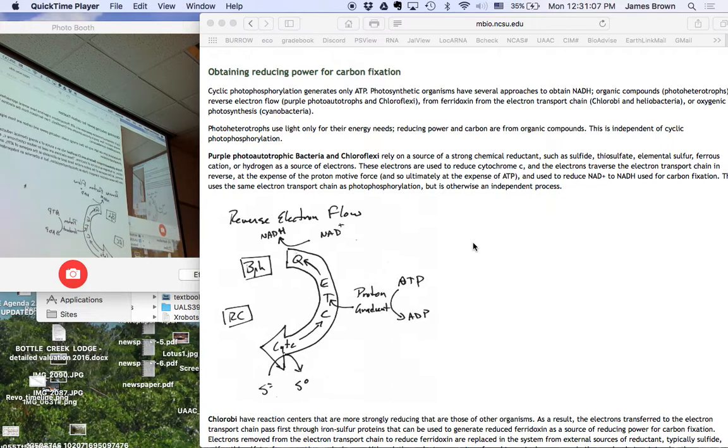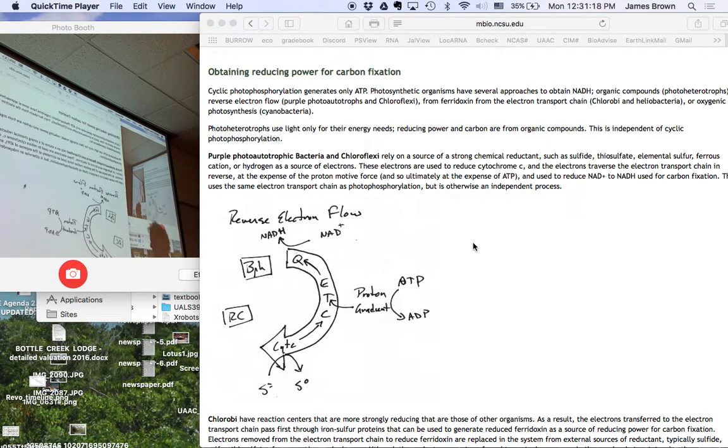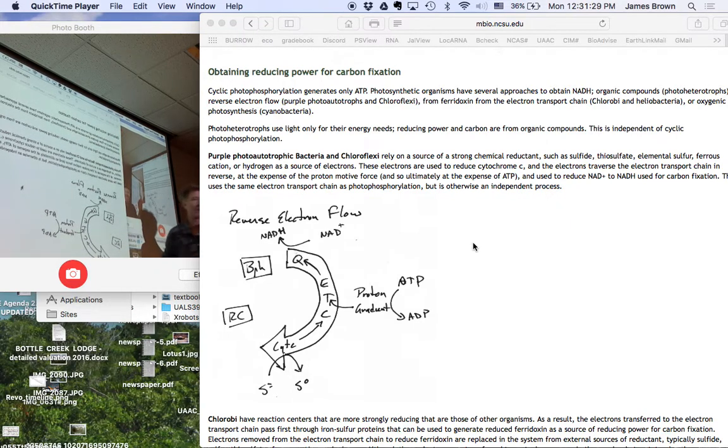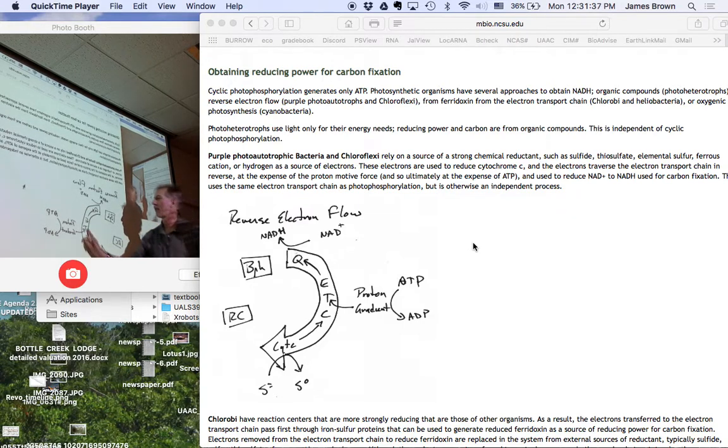For the purple bacteria that we're going to talk about next time, this is the same chain that I just showed you. So they can run this way and do cyclic photophosphorylation. But they can also run it backwards to make a reductant. You start with a highly reduced compound like sulfide, oxidize it to sulfur, and those electrons then can go backwards through the electron transport chain. They move backwards because this is so highly reducing. It costs ATP to do this.